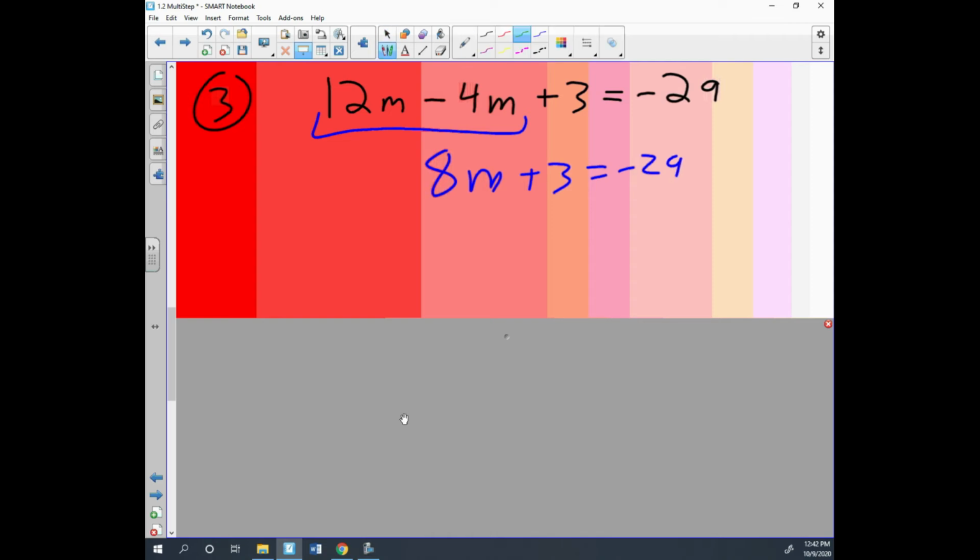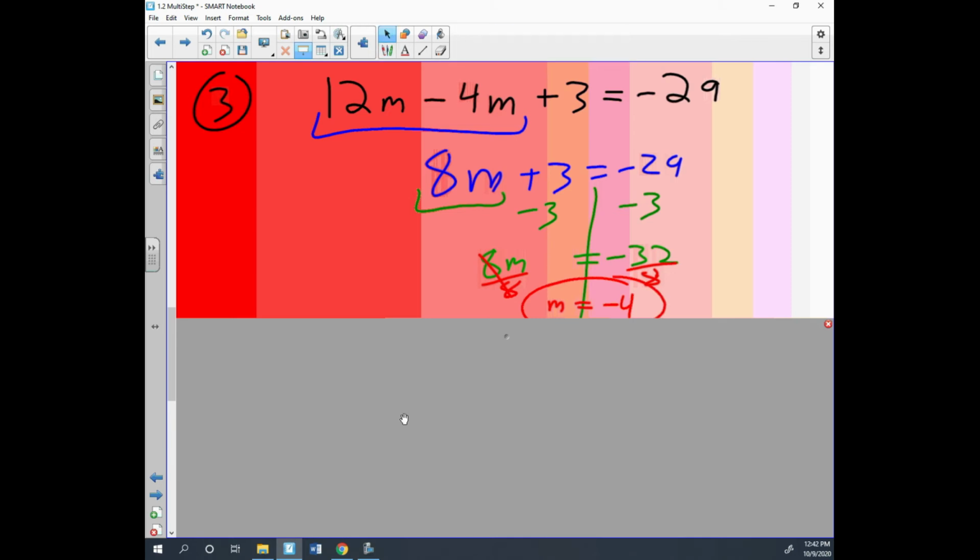So what is my next step? I always add and subtract first, and I always multiply and divide last. So that would mean I need to get rid of this 3 by subtracting it from both sides. It's going to give me a cool 8m equals negative 32. And you might be sensing what the final answer is going to be. Divided by 8, m equals, all by itself because those 8's canceled, negative 4. Okay? All right.